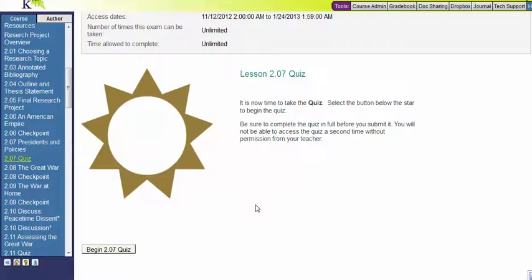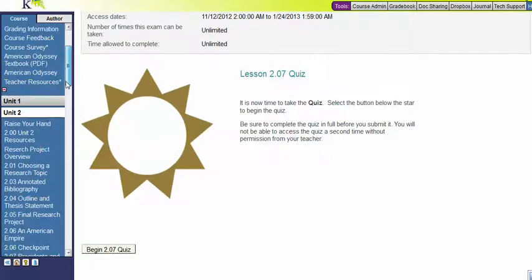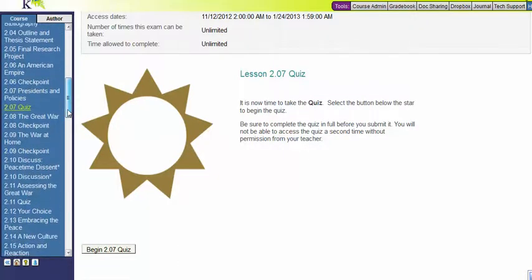to the 2.07 quiz for U.S. History Part B. To access your 2.07 quiz, look to the left of your course into the blue navigation bar. Click on the Unit 2 tab and scroll down to Lesson 2.07. You will see the 2.07 quiz right beneath that lesson.